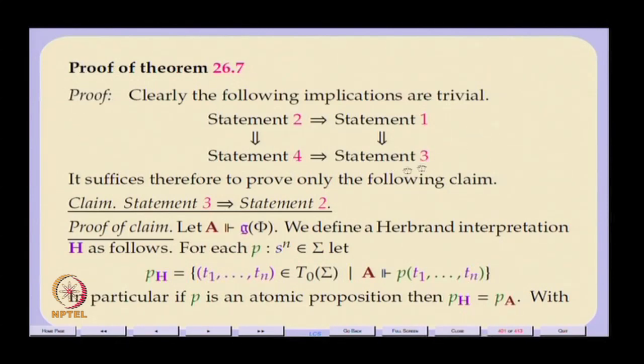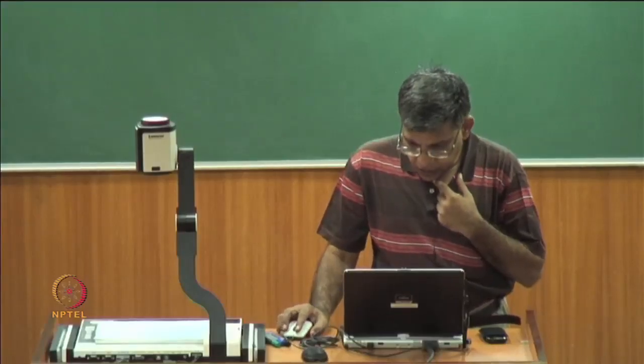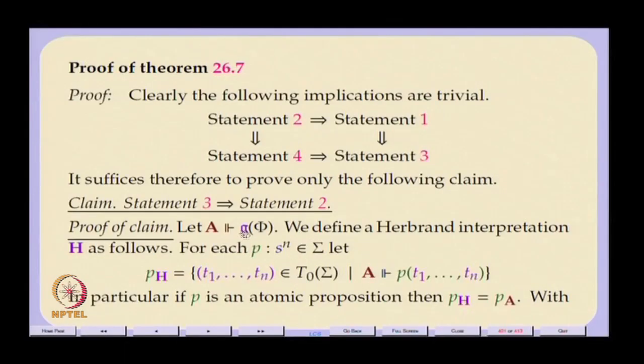So, what are we going to do now? Statement 3 essentially says that the ground instances of phi have a model, and we are going to prove that therefore, phi has a Herbrand model. So, given a model of the ground instances of phi, we have to construct essentially a Herbrand interpretation which will be a model of phi. Yeah, right. So, what do we do?